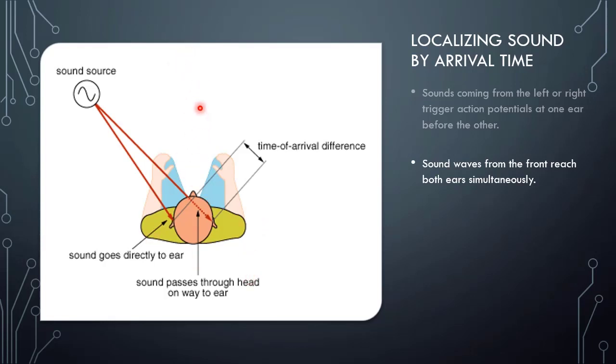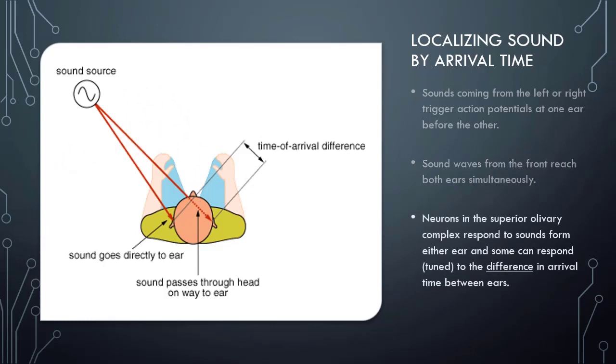And so if there's a big enough difference in where the sound is from one ear to the other, we can detect that difference in the arrival time. And the neurons that do this are in the superior olivary complex, and we find, much like some neurons are tuned to the retinal disparity, there are neurons in the superior olivary complex that are tuned to these spatial differences that occur in where a sound comes from.